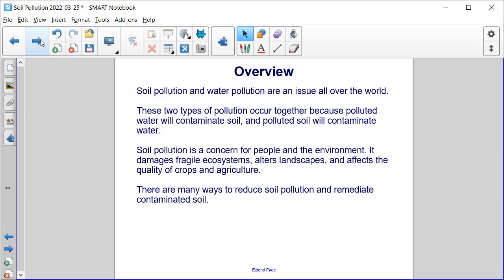Soil pollution and water pollution are an issue all over the world. These two types of pollution occur together because polluted water will contaminate soil and polluted soil will contaminate water. Soil pollution is a concern for people and the environment. It damages fragile ecosystems, alters landscapes, and affects the quality of crops and agriculture. There are many ways to reduce soil pollution and remediate contaminated soil.